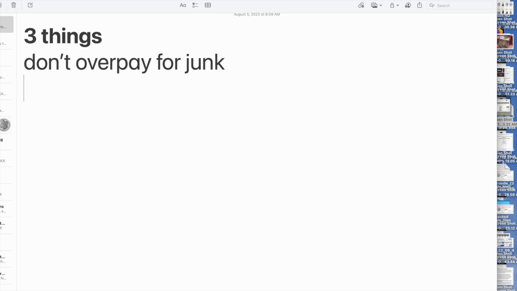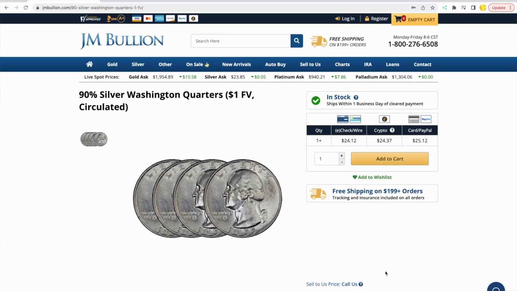Now, it's pretty easy to do as a brand new stacker. You might go over to JM Bullion's website, and here we've got junk at 24.12 times face. Silver spot is 23.85, and you may think, wow, what a deal. Spot, first of all, is not 23.85. It's more like 23.70. But we're on the Shyster network here, and they have their own spot price. But anyway, 24.12 times face.